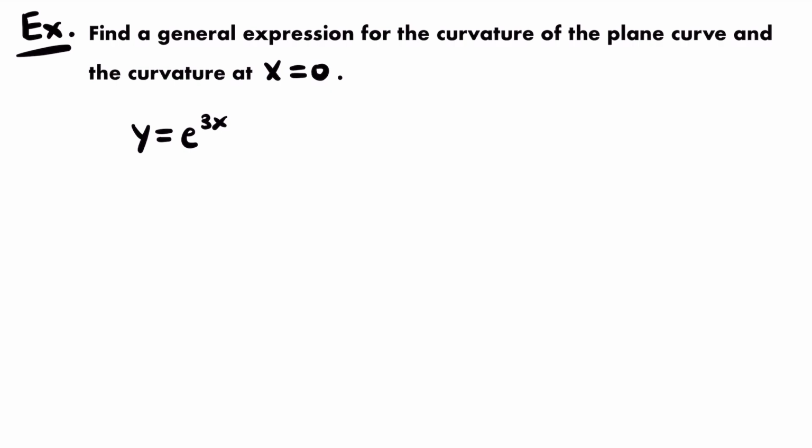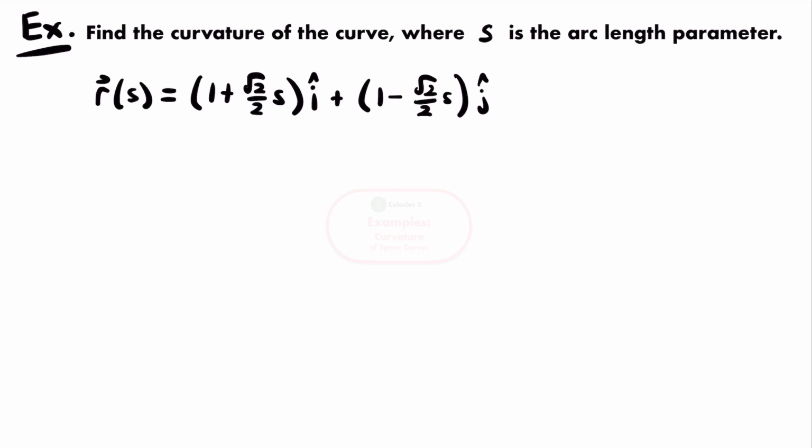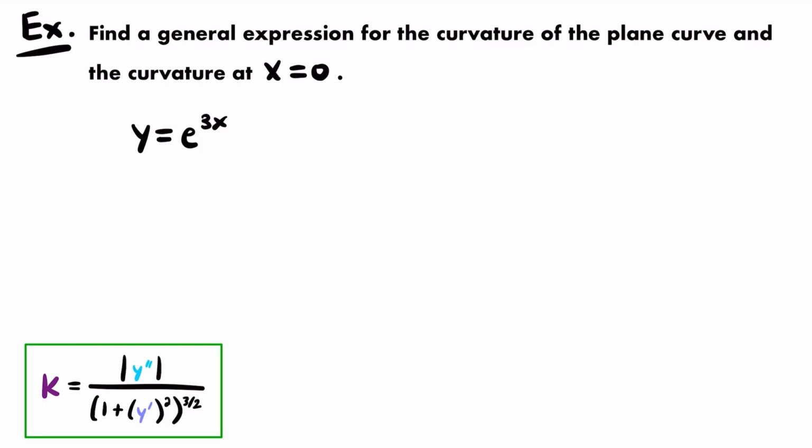And that formula looks like this. The curvature k is equal to the absolute value of y double prime divided by the quantity 1 plus y prime squared, all raised to the power of 3 halves. Okay, so hopefully it's clear that this formula here we could not have used in any of our previous examples, because this formula does not work with vector functions. It works with an equation like y equals e to the power of 3x. Alright, but the process is actually pretty simple here.